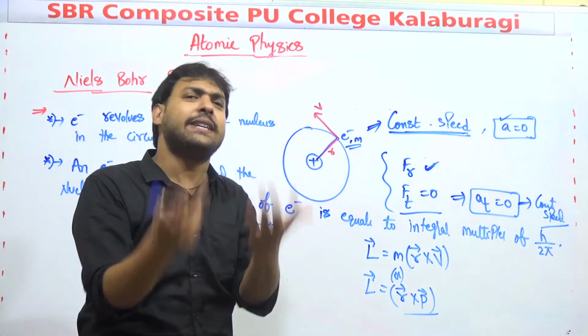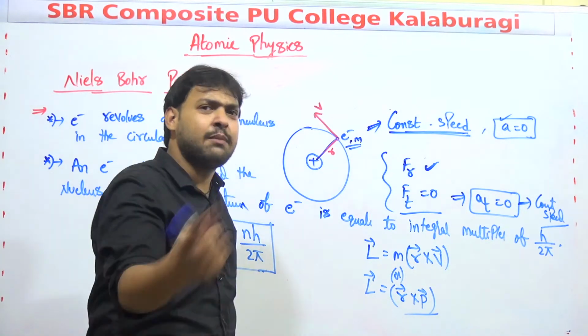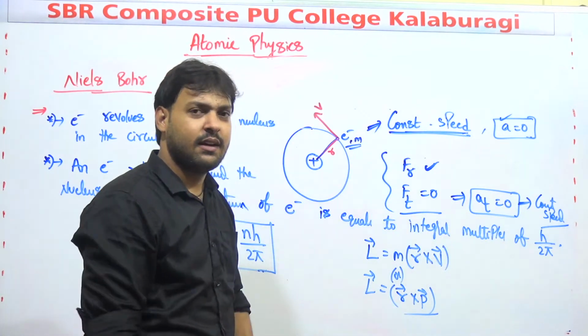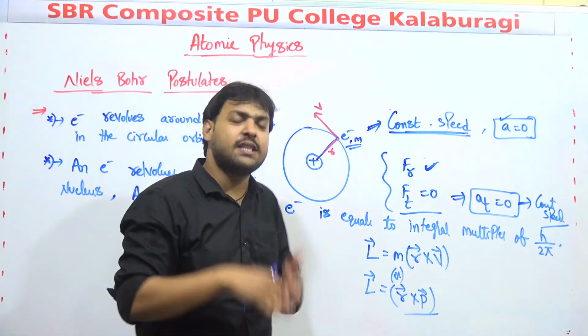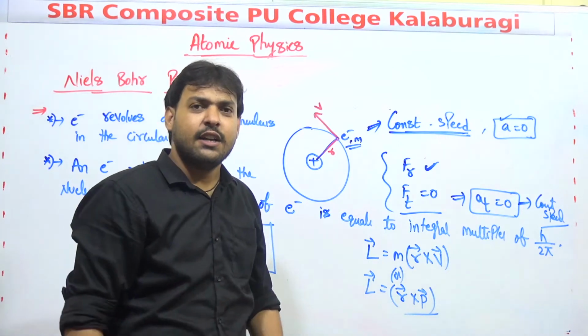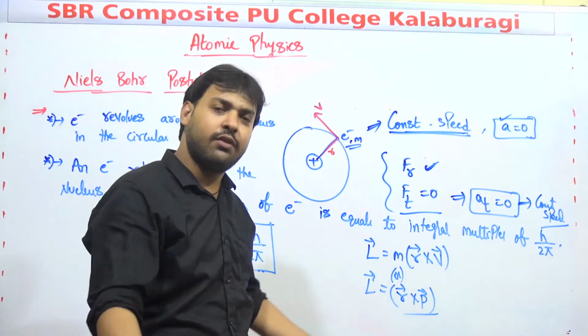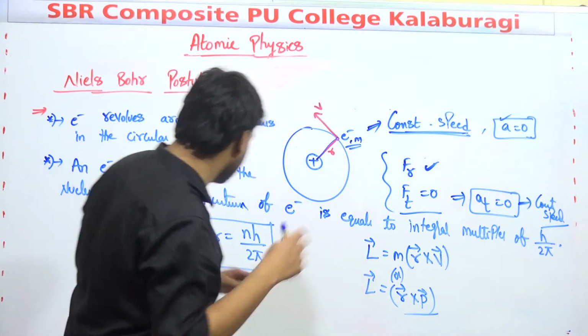What do you mean by quantization? Only charge is quantized, but here I can tell angular momentum is also quantized. Yes or no? We studied quantization of charge, Q equals ne. So now here I will tell angular momentum is also quantized. So how? You have to know the things. Try to come back to the story.